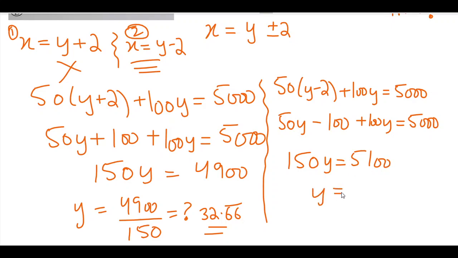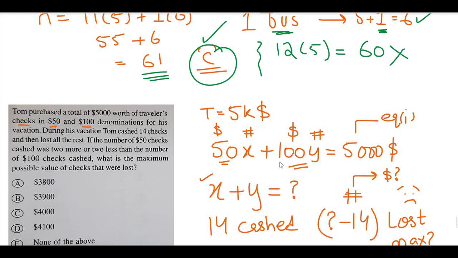And y, I hope, turns out to be an integer this time, because if it's not, then I made a stupid mistake for sure. Oh, thank God. 34. So 34 is the number of 100 value worth checks. So if I put 34 over here, this is going to be 3,400.